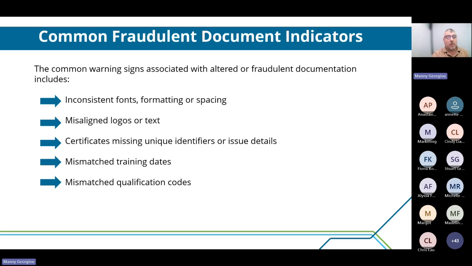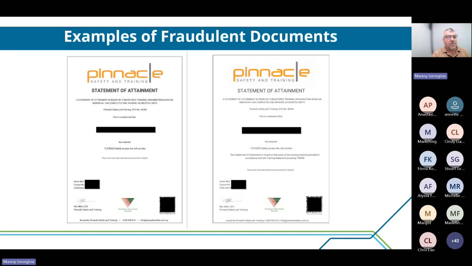All right. Let's have a look at some examples. Can anyone spot the difference? All right. So the difference here is basically you can see there's a few fonts. Yep, absolutely. And also you can see that they've decided to add a whole paragraph that wasn't originally there.